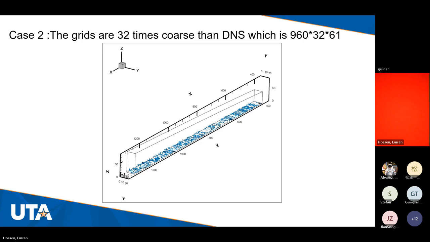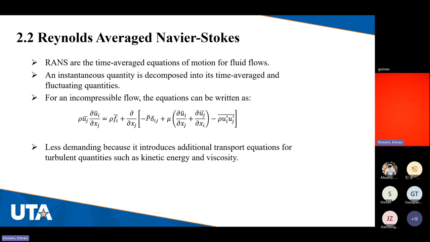The next one is Reynolds-averaged Navier-Stokes, RANS. RANS is the time-averaged equation of motion for fluid flows, in which an instantaneous quantity is decomposed into its time-averaged and fluctuating quantities. For incompressible flow, the equation can be written as follows, and it can be derived from the Navier-Stokes equation. RANS is less demanding because it introduces additional transport equations for turbulent quantities such as kinetic energy and viscosity.